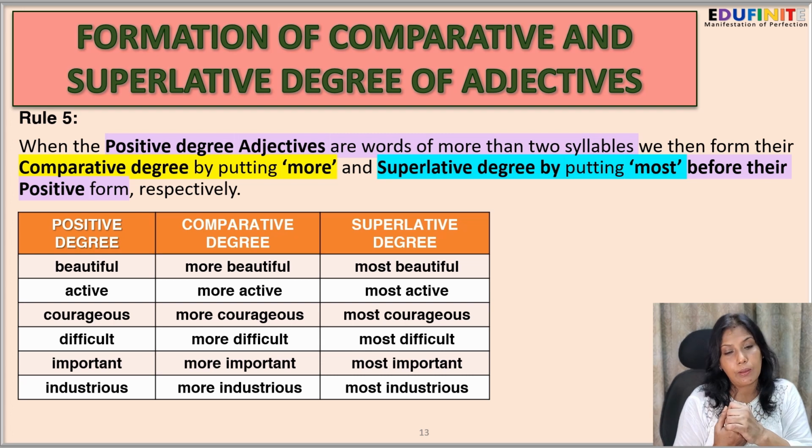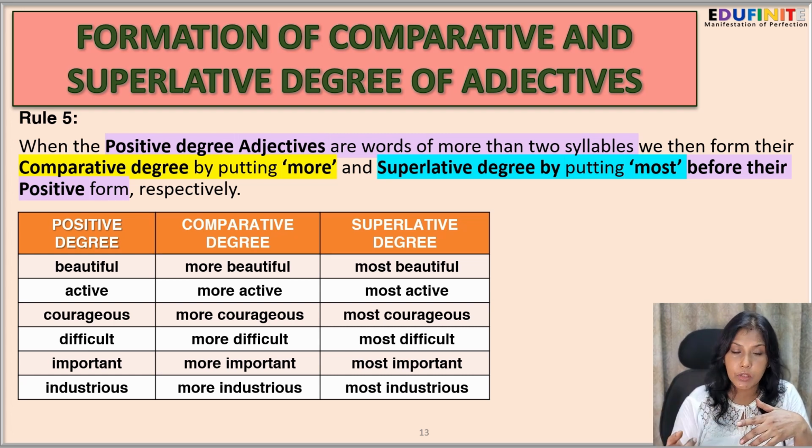Now, beautiful, more beautiful for comparative, as I said earlier, and most beautiful for superlative. Active, more active, comparative, most active, superlative. Courageous, more courageous, most courageous. Difficult, more difficult, most difficult. Important, more important, most important. Industrious, more industrious, most industrious.